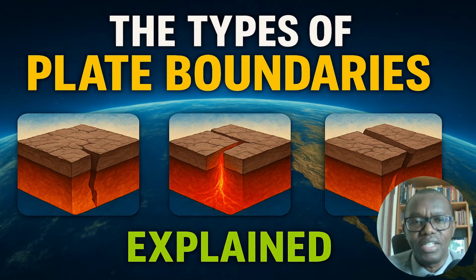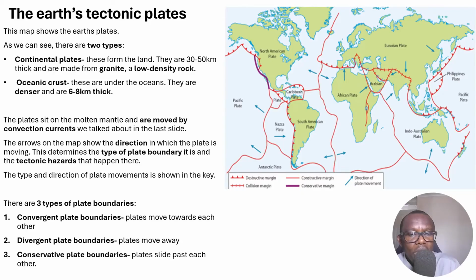Okay, let's get started. So the next thing we'll talk about are the Earth's tectonic plates. We have a map here that shows those plates. And as we can see, there are two types of plates. We have the plates that form on land, like the African plate here, the Eurasian plate, the North American plate, and the South American plate. So these continental plates are 30 to 50 meters thick and are made from granite, which is a low density rock.